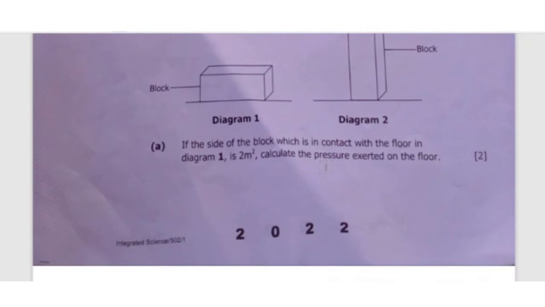So we come to question number 1. If the side of the block which is in contact with the floor in diagram 1 is 2 meter squared, calculate the pressure exerted on the floor. Okay, so what we can do is use the formula for pressure, because we are calculating pressure exerted.